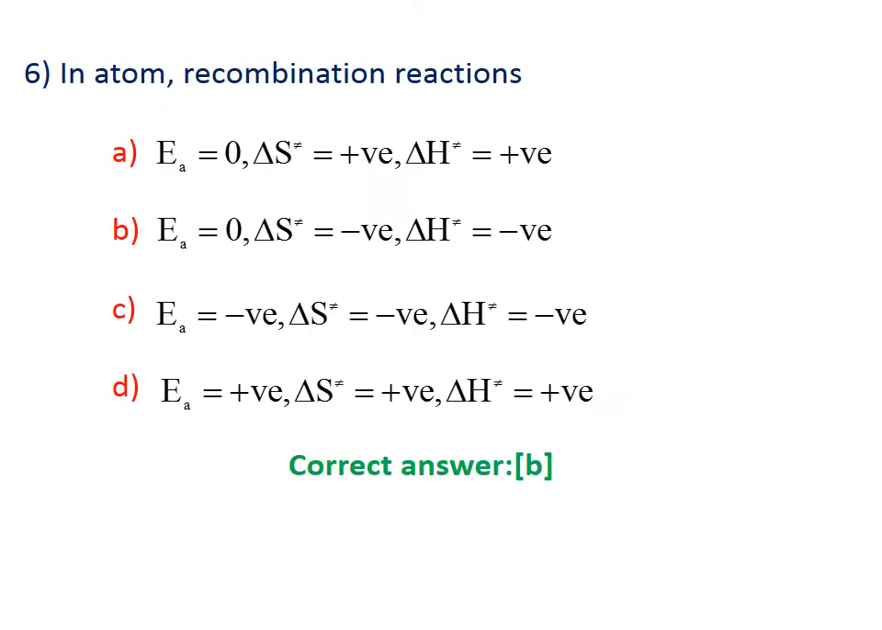Question 6. In atom recombination reactions, for a recombination reaction, Ea is equal to 0, delta H double dagger is negative, and delta S double dagger is also negative. Therefore, option B is correct.